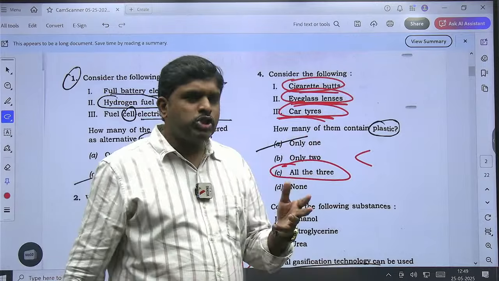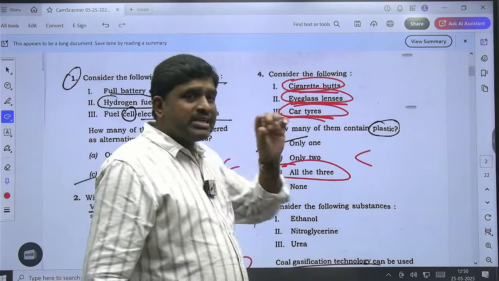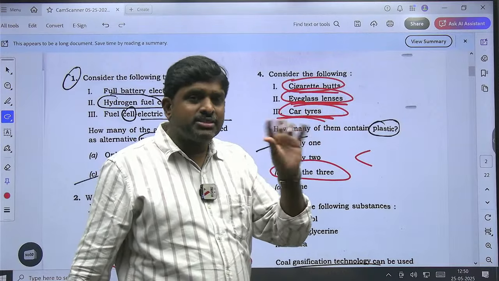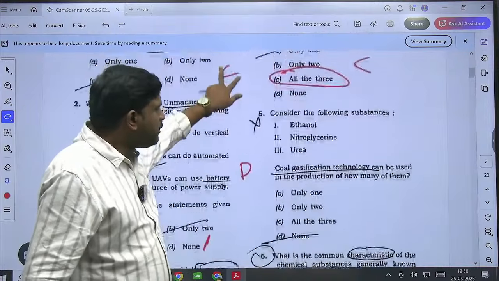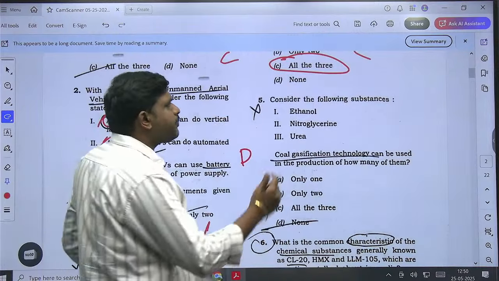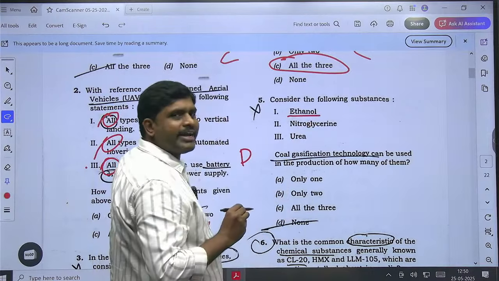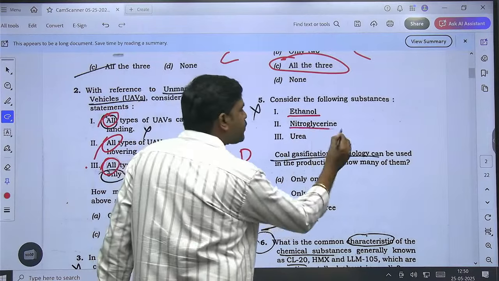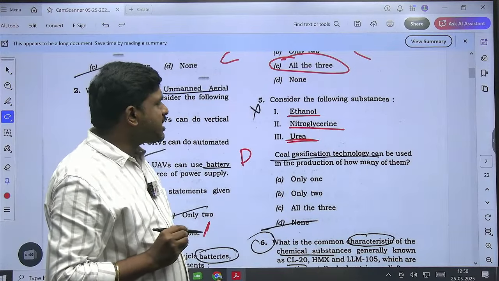Yes, with common sense also we can write. Eye lenses, we know it is there. Cigarette butts also, if we see, some cigarettes will be having plastics also. So with that we can come to a conclusion. Fifth question, consider the following substances: ethanol, nitroglycerine, urea.